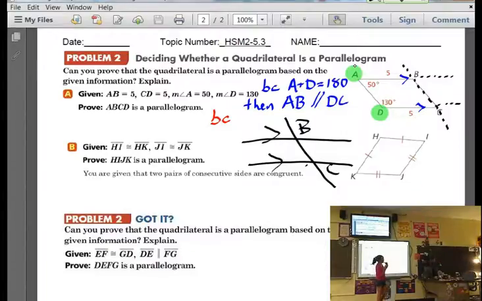So since these are parallel, it doesn't matter because this line AD doesn't come into play for proving that angle C and angle B are supplementary. So you know what I'm saying, Michelle?